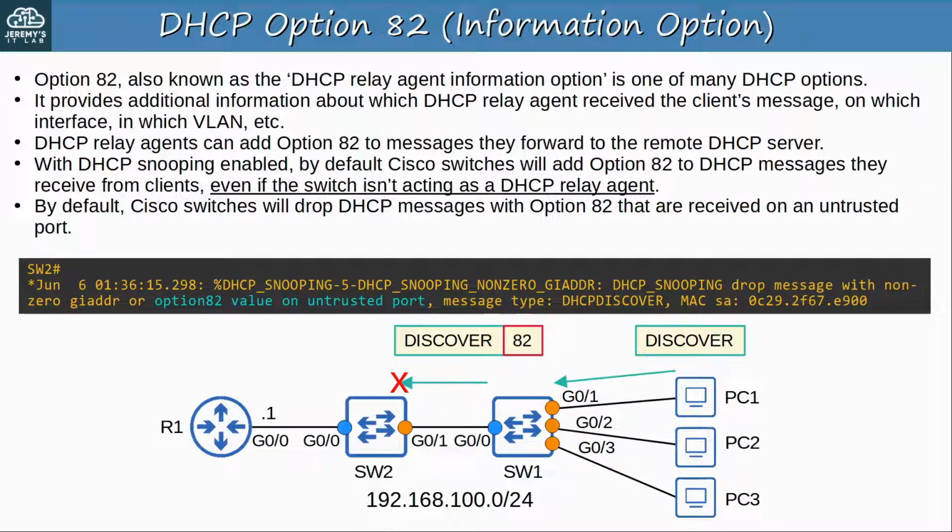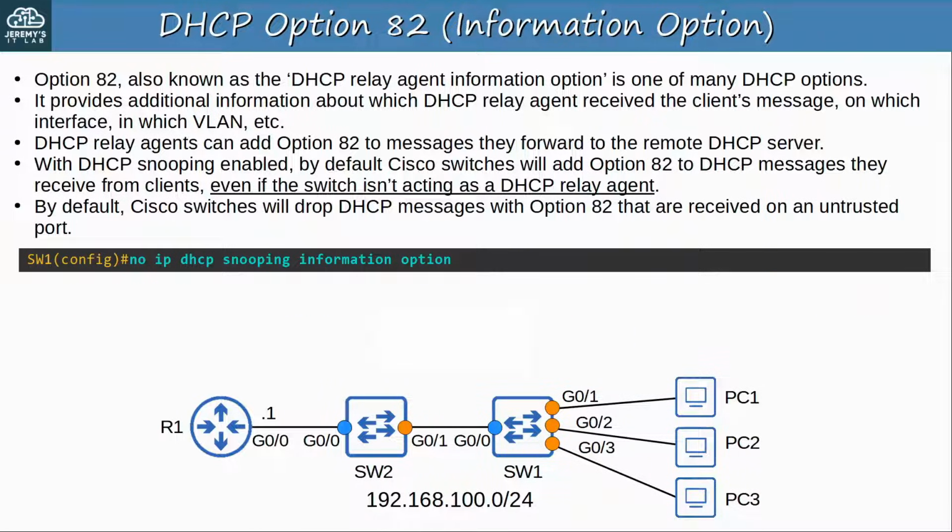So, the default settings work well if the switch is a layer 3 switch acting as a DHCP relay agent, but in a network like this one, it won't work. So, that's why I used this command I showed earlier. No IP DHCP snooping information option. Let's see what happens now. PC1 sends a discover message, and switch 1 forwards it to switch 2. This time, it doesn't add Option 82.